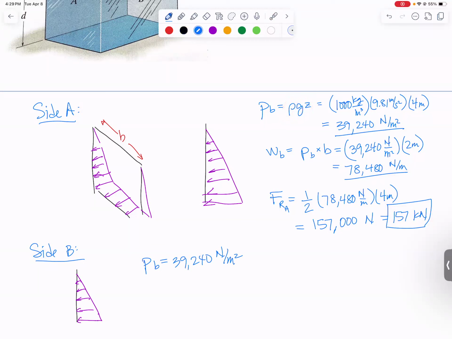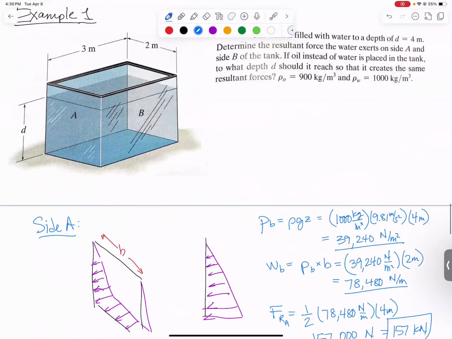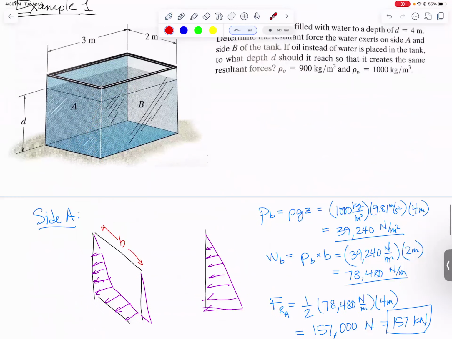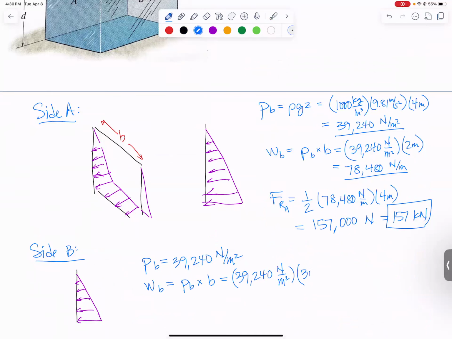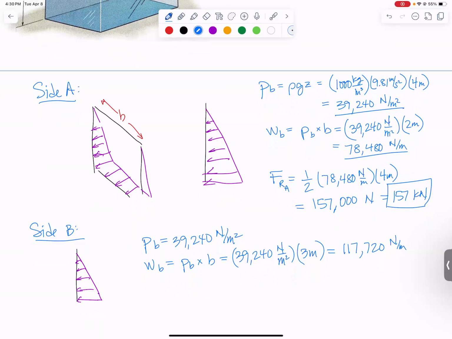Next step, we need to find the distributed loading at the bottom. That is going to be different. It's pressure at the bottom times B. So it's still our 39,240 newtons per square meter pressure, but then B is different because our side B here extends for 3 meters, right? We're looking at it kind of from the side over here. We got a pressure pushing outward this way, and our B is how far back into the page it would go once we turn that and look at it on its side. So we're multiplying by 3 meters this time, and that gives us a bigger number, 117,720 newtons per meter.